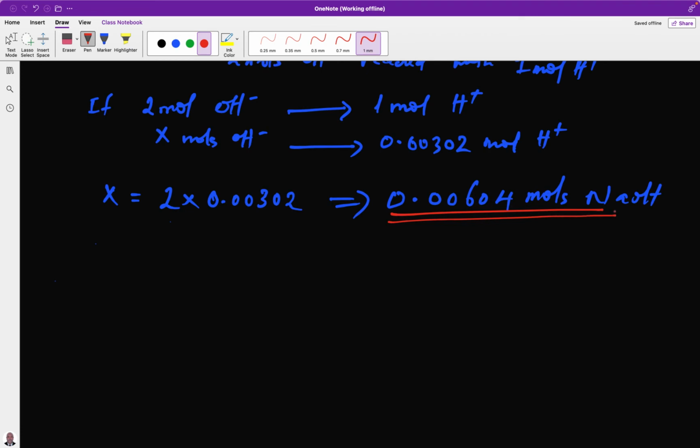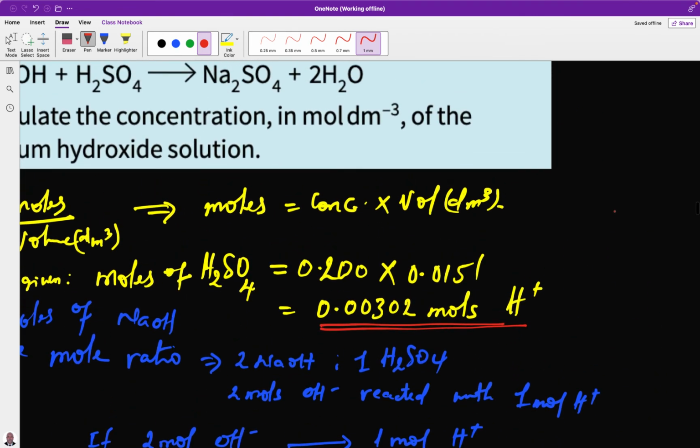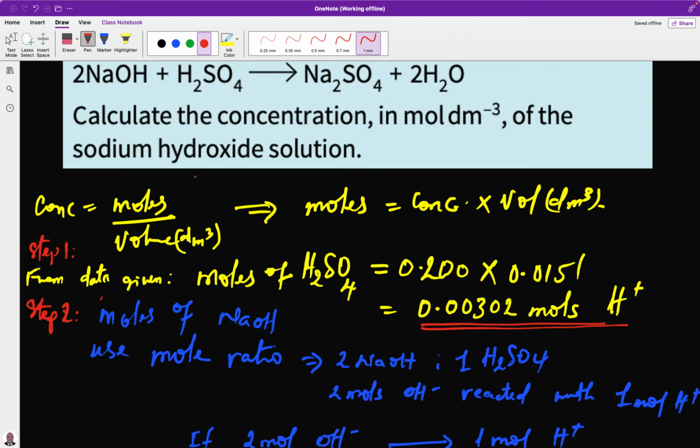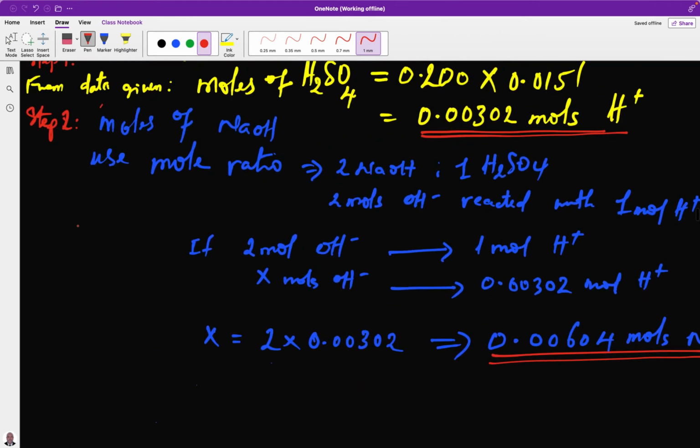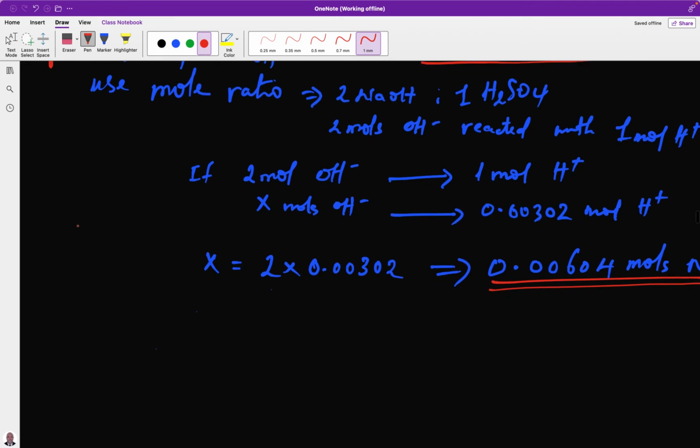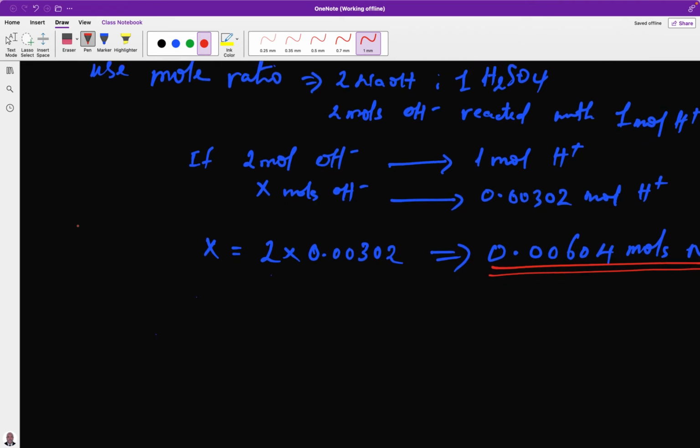After having the moles of sodium hydroxide, let's go back to our equation. We said concentration will now be equal to the number of moles divided by the volume in dm cube. We now know the volume of sodium hydroxide and the moles of sodium hydroxide. We can now have our concentration.